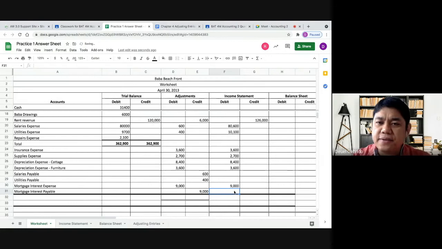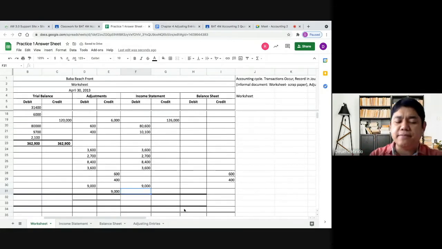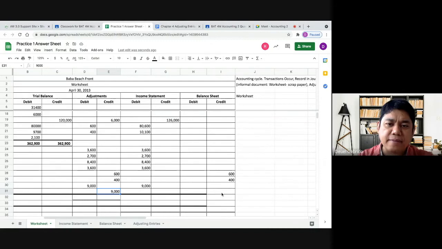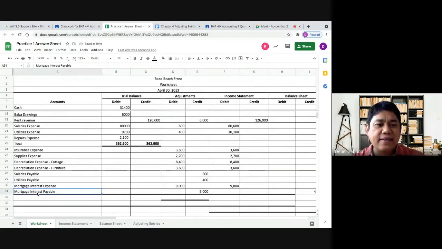And of course, where shall we put it? Income statement, balance sheet. The payable, 9,000. Where shall we extend it? Income statement credit or balance sheet credit? I'll answer my question, okay? 9,000 on the credit because that's a liability, right?